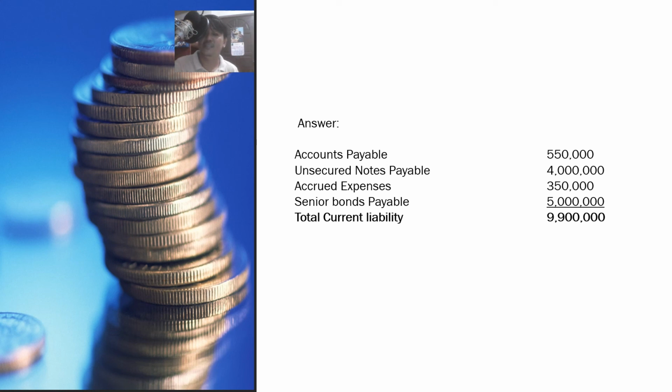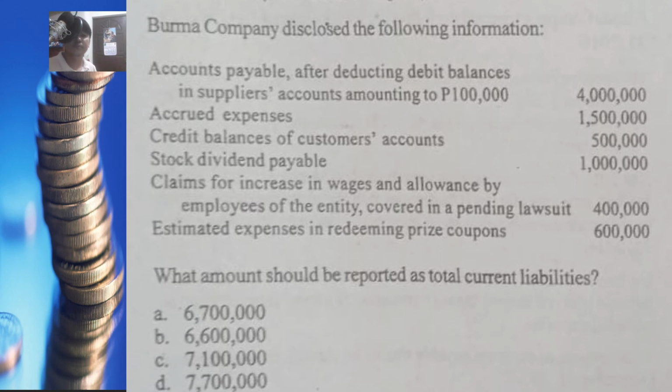So, the answer is 9,900,000. So, ang composition ng 9,900,000 is yung 550,000, 4 million notes payable, 350,000 na accrued expense, plus yung senior bonds payable na 5 million. Item number 12. What amount should be reported as total current liability?